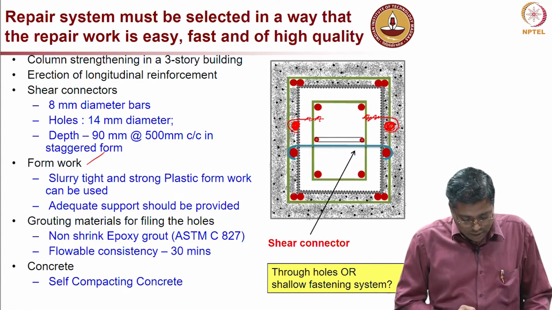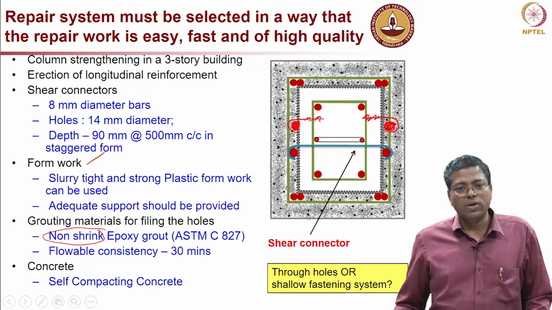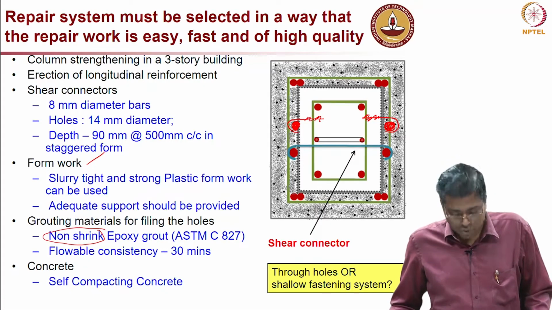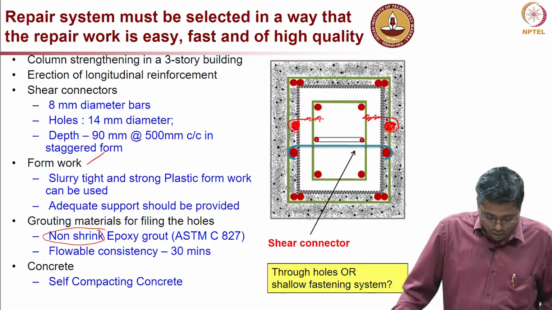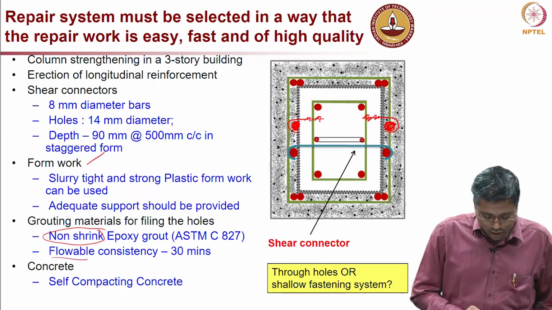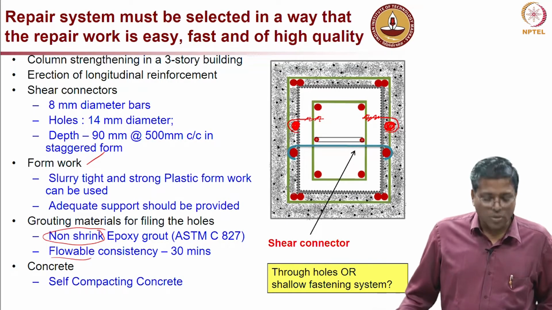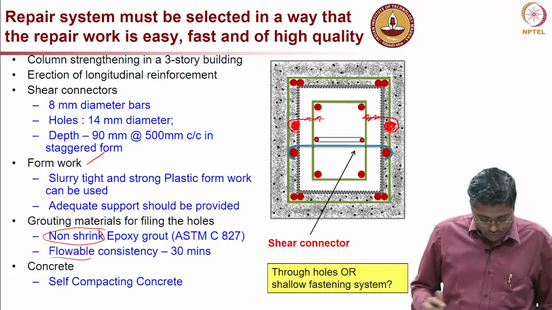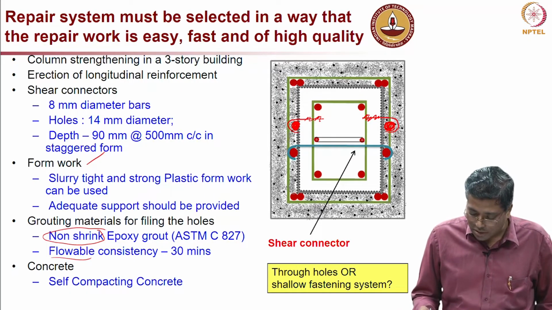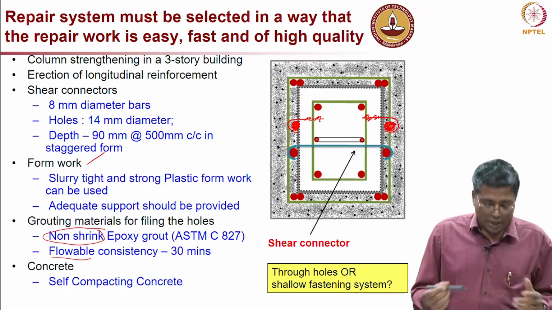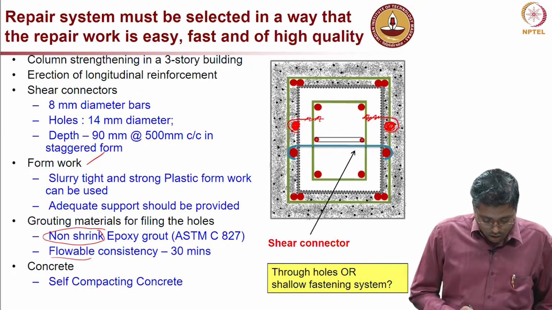I just gave an example here, but a non-shrink grout is very important. That is the property we have to really look at, and the grout should also be highly flowable. For these holes, what it means is the holes for the shear connectors. Okay.